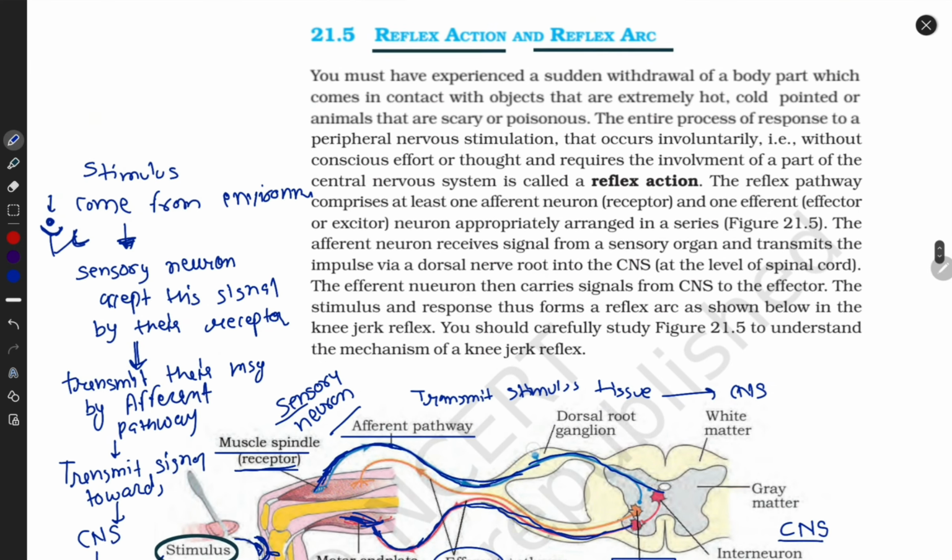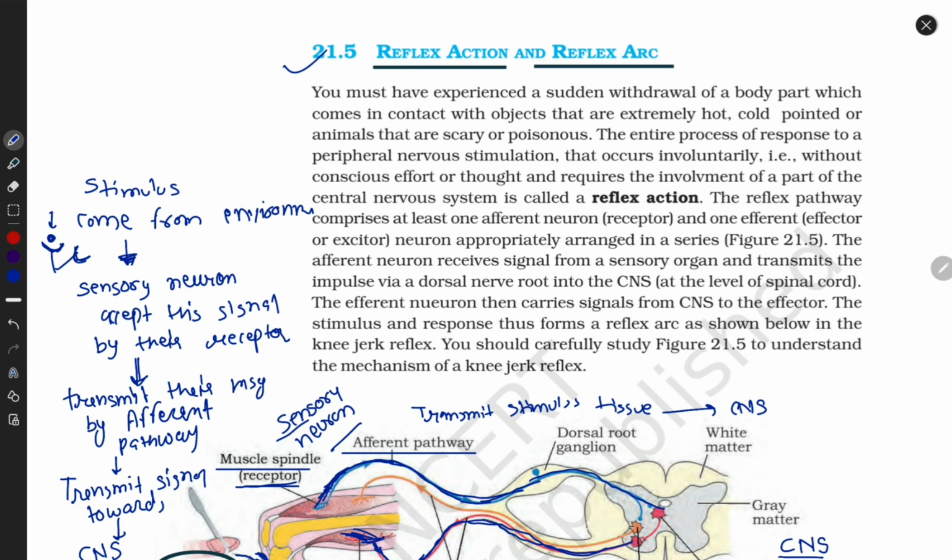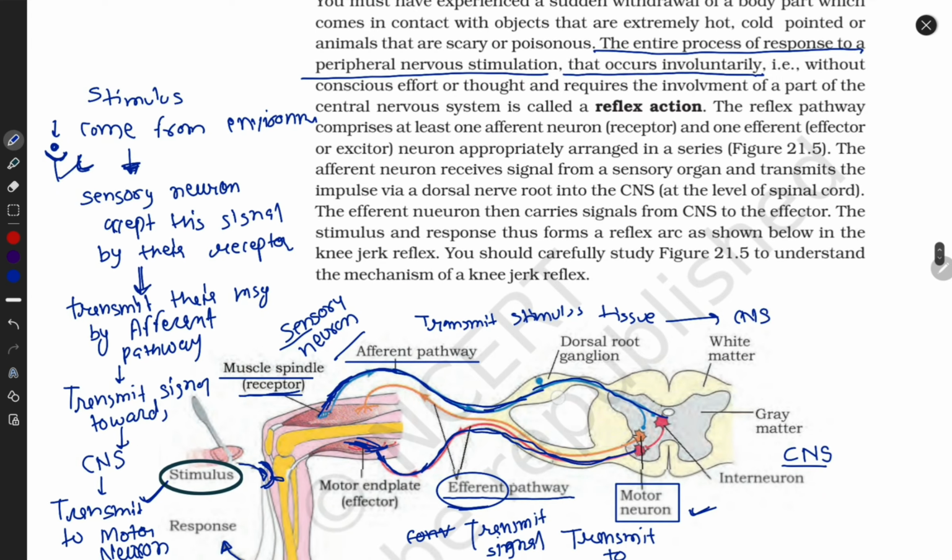You can better understand what reflex action is, guys. What is reflex action? The entire process of response to a peripheral nervous stimulation that occurs involuntarily. This action is not in our control. This is controlled by the PNS without consequence, effort or thought, and requires the involvement of part of the central nervous system. This is called reflex action. This is the definition of reflex action.